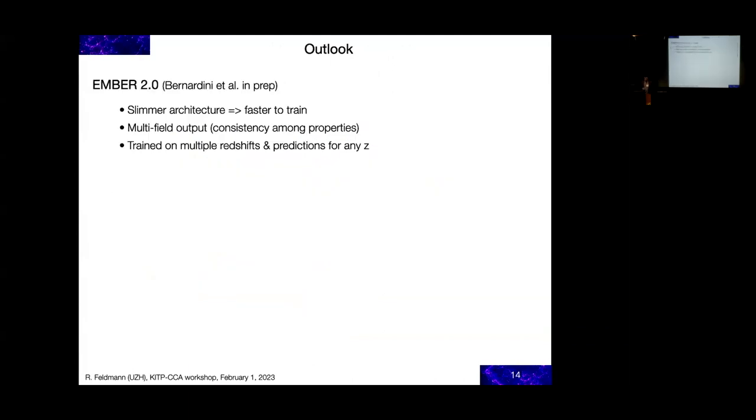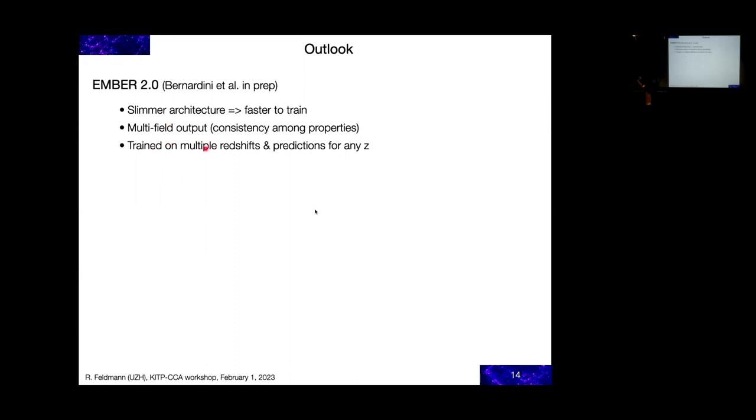Okay, so let me just finish with some outlook. So this is EMBER, let's say 1.0. The next version of EMBER that is currently under development will feature a slightly different architecture that is a bit slimmer and therefore faster to train. It will also allow a multi-field output. So at the moment, the network only gives you one field out, let's say atomic hydrogen, and of course you can train it for different fields, but the important thing is that you want all these fields to be correlated correctly. So if, let's say, there's a lot of H1 in a region, you want the temperature there to be low, for instance, right? And so you want your network to know that. So that will be part of EMBER 2.0.